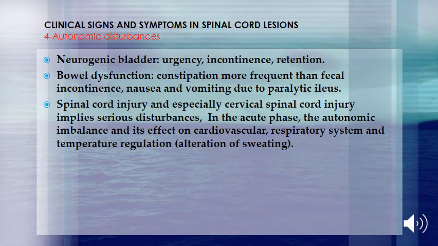The autonomic disturbance of a spinal cord lesion consists of neurogenic bladder, like urgency, incontinence, or retention, or bowel dysfunction like constipation, nausea, vomiting, or fecal incontinence. There is something important here. If the spinal cord injury is at the cervical level, it implies serious disturbance in the acute phase, the autonomic imbalance, and its effect on the cardiovascular and respiratory systems and temperature regulation.